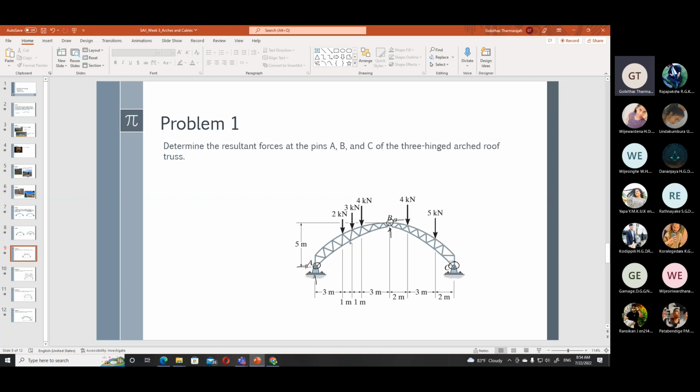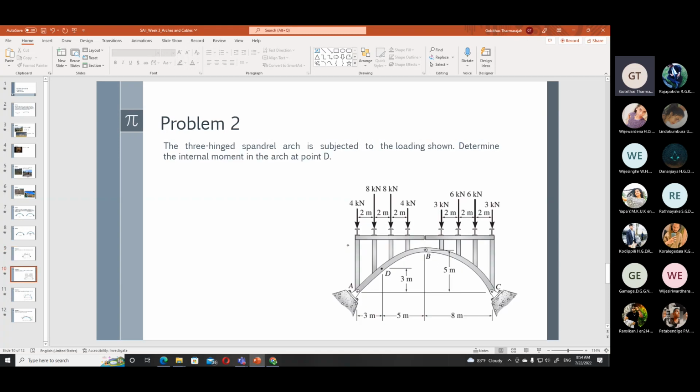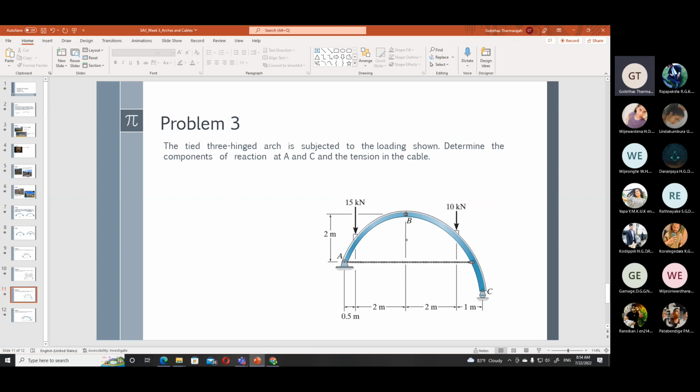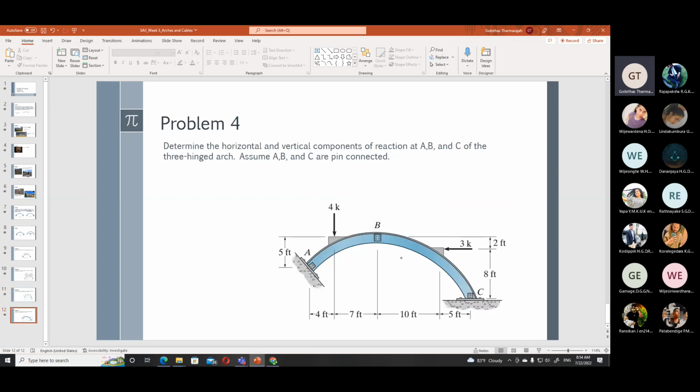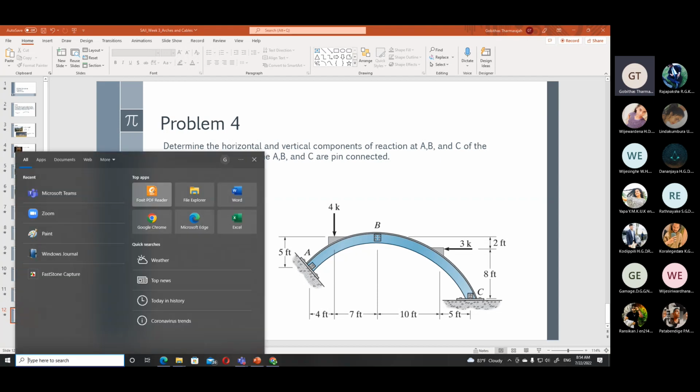So I'll come back to this. And then here there's another type of arch. Some of the bridges are constructed like that. This is a tied arch. This is fixed at two ends. A three-hinged arch. So let us go to the book.